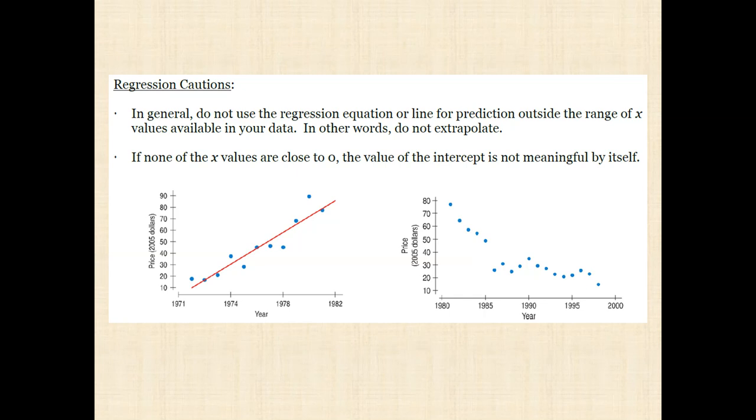So this is an extreme example, but this is why extrapolation is dangerous, because you don't really know what's past the end of your data set. So as far as using the equation or the regression line for prediction, you want to just stick to x values that are within the range of the x values in your initial sample.